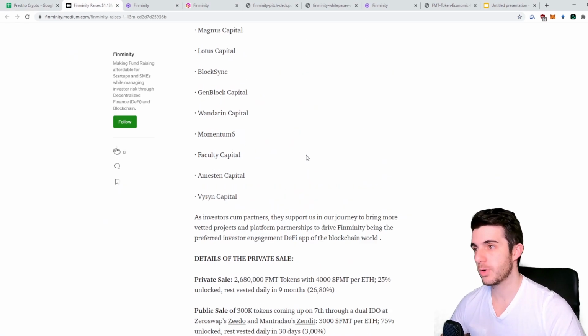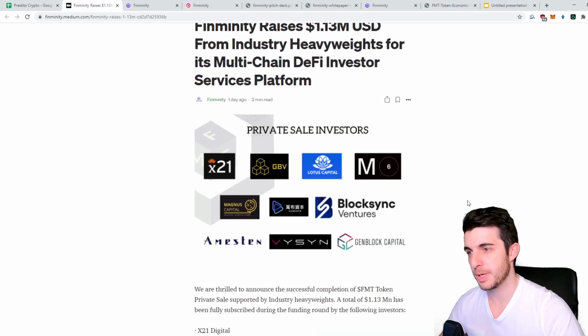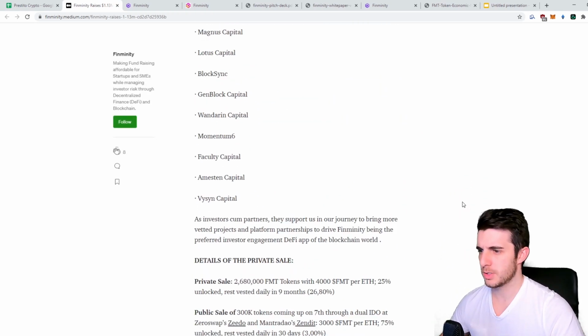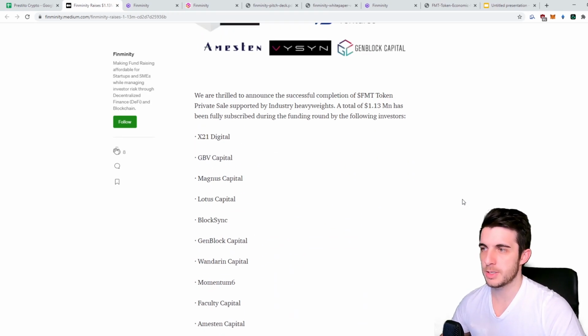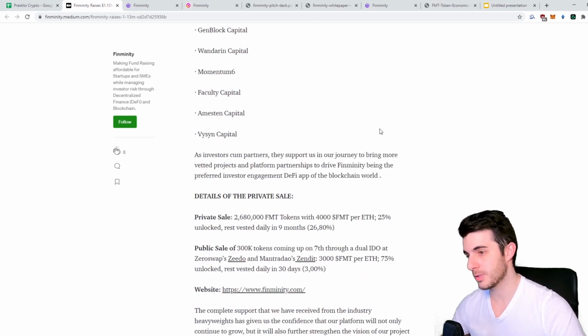And if we quickly have a look at the investors, this is really impressive. You can see X21, GBV, Blocksync Ventures, Vision, Genblock, I mean, Magnus. I mean, these are really big pre-sale, private sale investors. So that's always super bullish. And you know, if these people are in, they believe the project has potential. And only 1.13 million was raised, which is really a small amount.